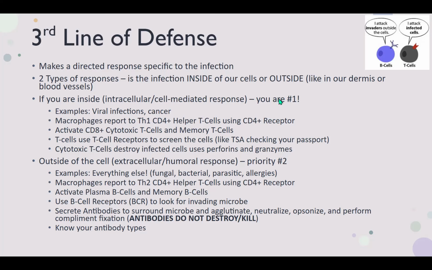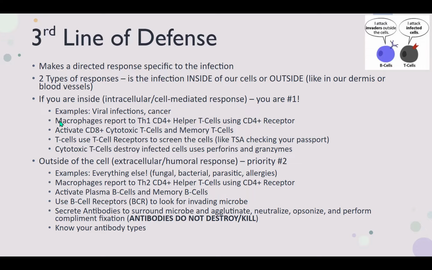because you are number one. So keep this number one in mind. So the macrophages are going to report to the Th1 CD4 plus helper T cell using the CD4 plus receptor. The Th1 helper T cell will then activate CD8 cytotoxic T cells and memory T cells. Those T cells will then use T cell receptors or TCRs to screen the other cells, kind of like TSA checking your passport. And then cytotoxic T cells will destroy virally infected cells using perforins and granzymes.